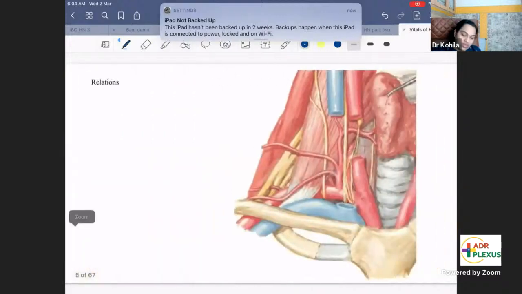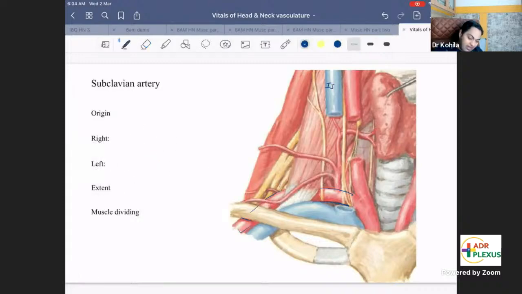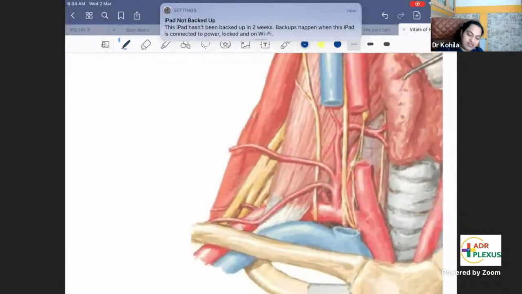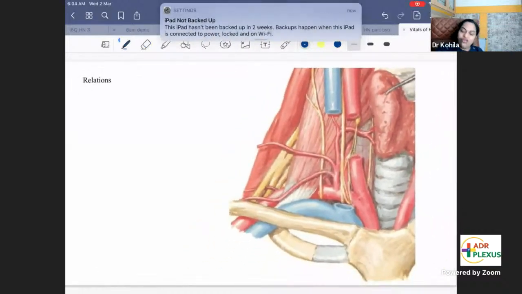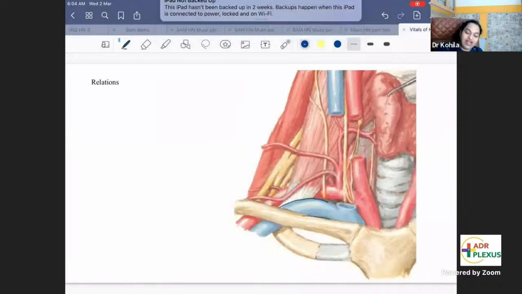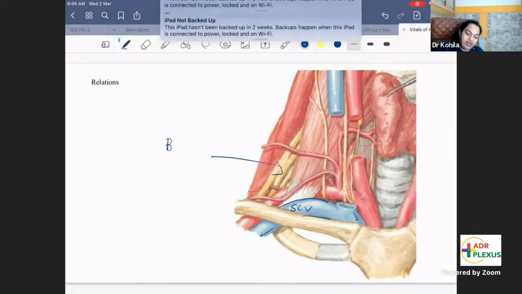I'll show you the branches here itself. You have to identify them. Before that, the relations and whatever you see in this image. Can you tell me what is this structure that lies anterior to the subclavian artery? That's the subclavian vein. Behind the subclavian artery, what do you see there? That will be the trunks of the brachial plexus. Now, you see the phrenic nerve here.